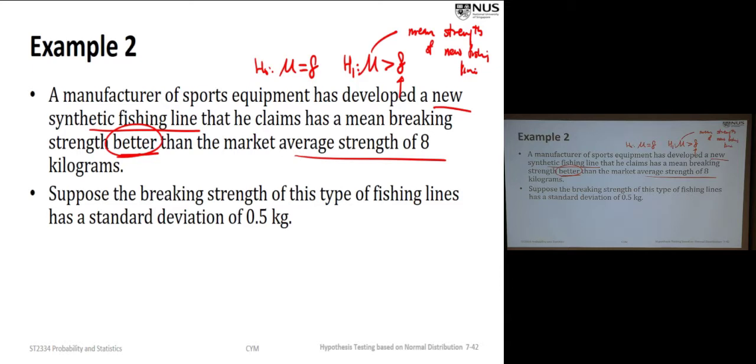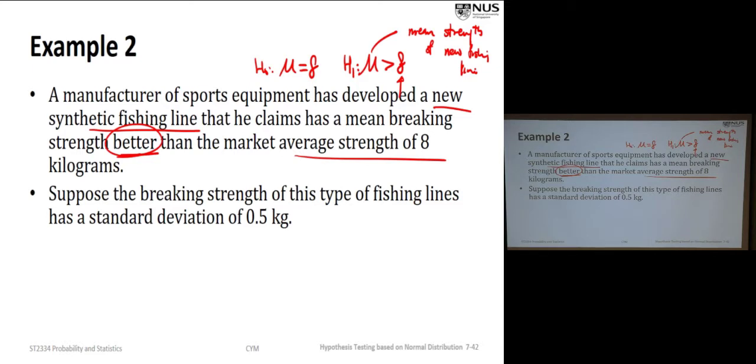So sometimes it's confusing. So always remember, we look for evidence to build up something new. In other words, we try to protect the status quo, the old belief. So what's the old belief? Things are the same as before. So whatever your new fishing line is, it's the same as the old one. That's what we believed. All right. But now this manufacturer is saying that it's better. So you have to test mu bigger than 8. Right? So I look for a sample and do an experiment to find out the strength and then do some tests.